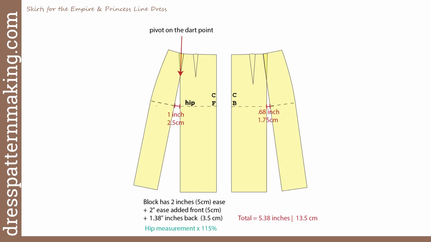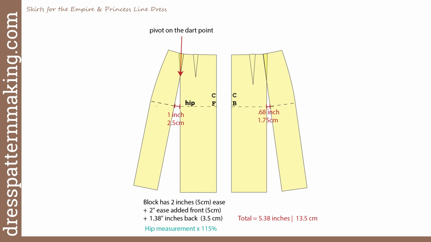When I close the dart, you will see the hem opens up and we get some extra ease in the hips. I get an extra inch, that's 2.5 centimetres in the front, and about 11/16 inches, that's 1.75 centimetres in the back. Multiply this by 2 since these are half blocks, that comes to 3 3/8 inches or 8.5 centimetres across the block, but the block already has 2 inches ease, so in a nutshell, this basic A-line skirt has about 5 3/8 inches ease or 13.5 centimetres of ease in the hip.